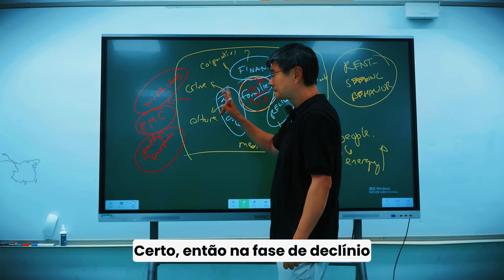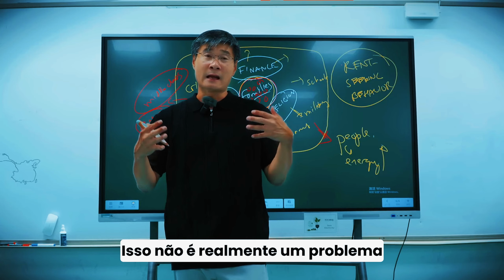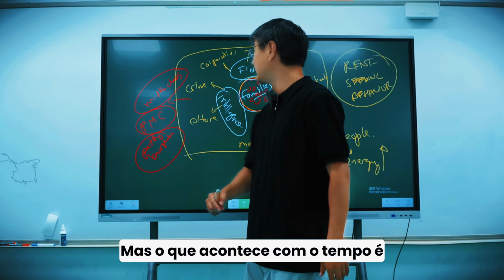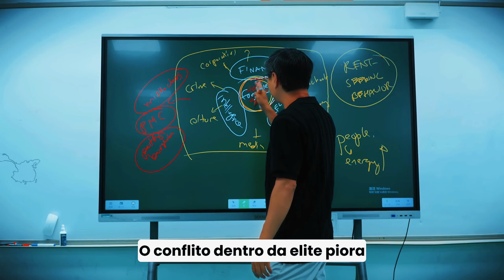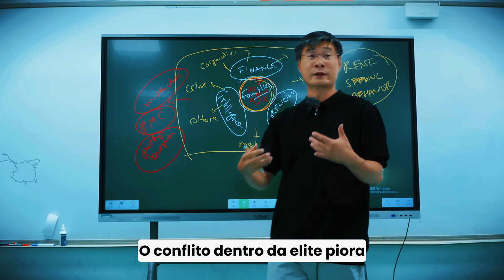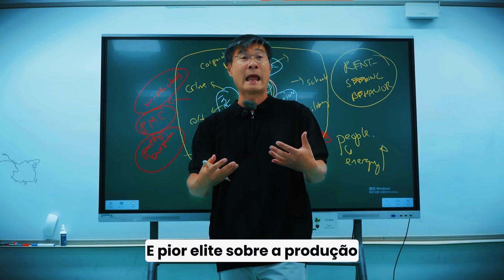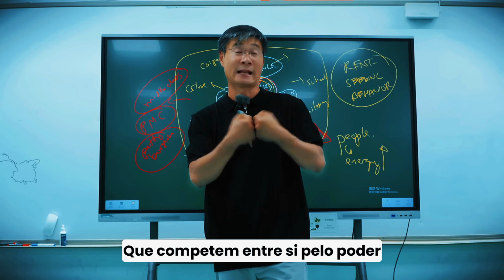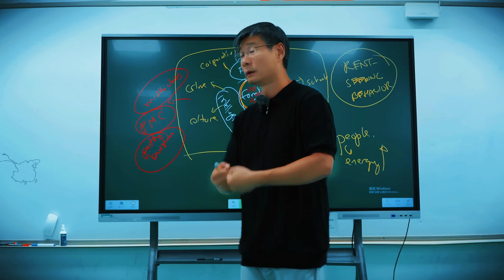So in the decline phase, this is not really a problem. But what happens over time is the conflict within the elite gets worse and worse. Elite overproduction. And what will eventually happen is they will form into factions that compete against each other for power.